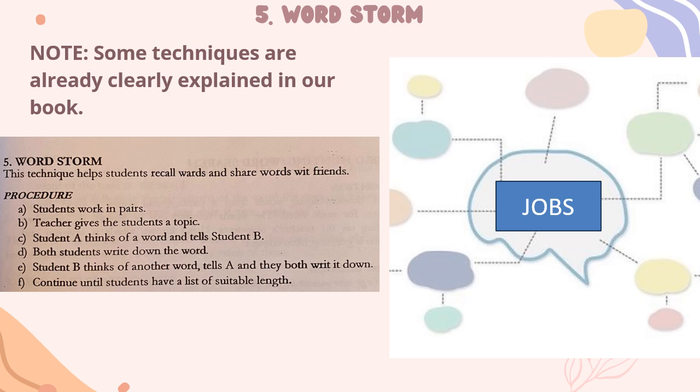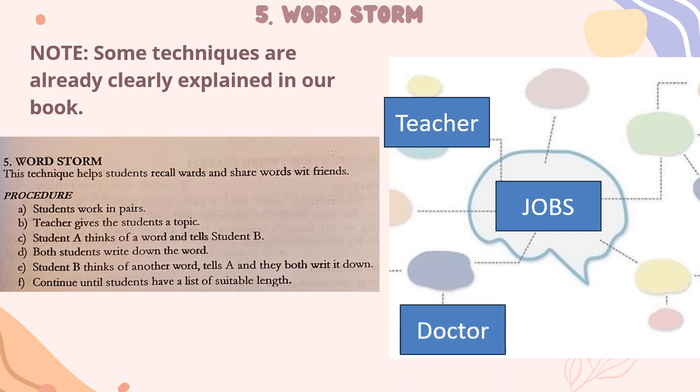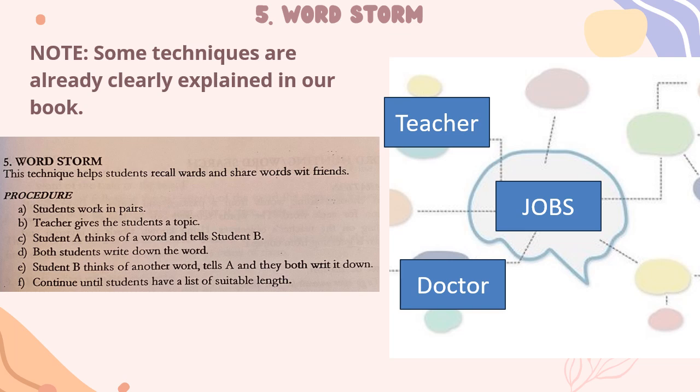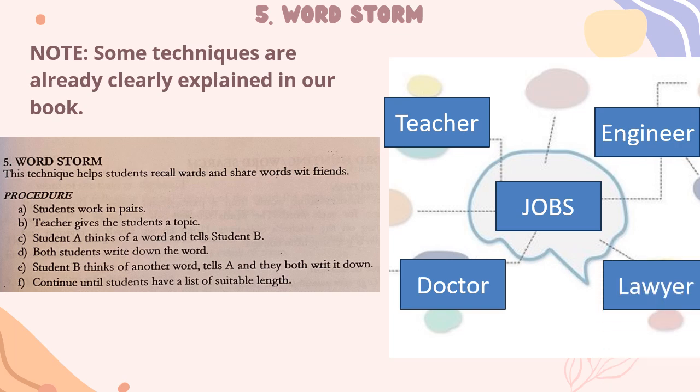Now, they have to work together to take turns sharing the words they think are under this topic. Student A may say teacher, and they both write it down. Student B instead may say doctor, and they both write the word doctor down. They do this with words like engineer, for example. And that's pretty much what this technique is about. It's about working together, sharing what you know about a topic with friends, and trying to build a list of words associated with that same topic.